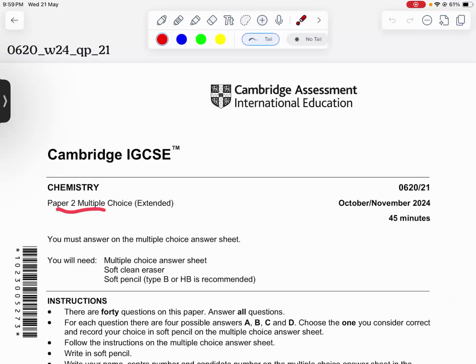Alright, students, Assalamu alaikum. So today we are doing IGCSE Chemistry Paper 2, which is MCQs, October/November 2024, Variant 1. Alright, let's look at the first question.